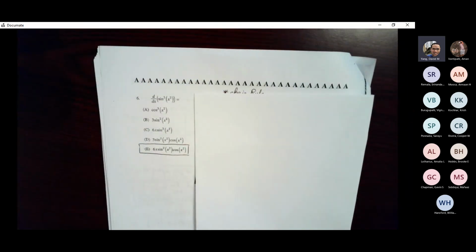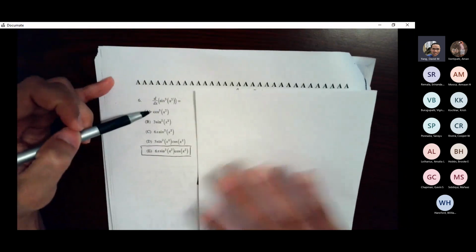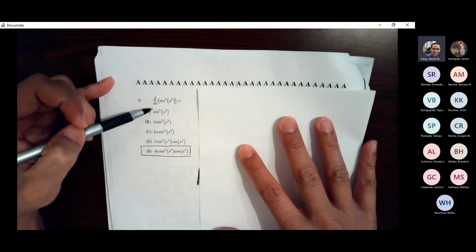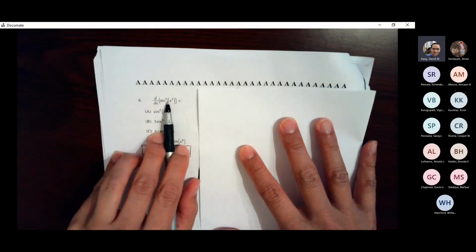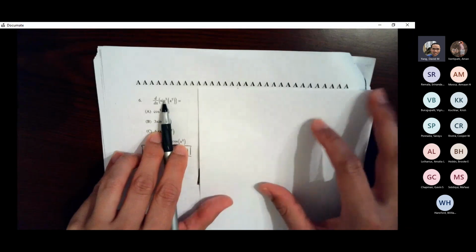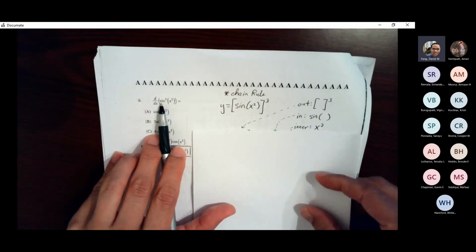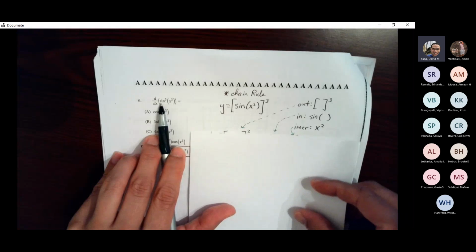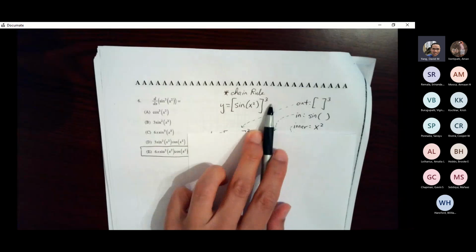All right, number 6, sine cubed of x squared. What is the derivative? The thing we have to keep in mind is that anytime we see that shorthand form written, it's always good to use brackets, right? If you put it out in a set of brackets, we're going to be able to identify the portions a lot cleaner. So I use brackets and I put the 3 outside.